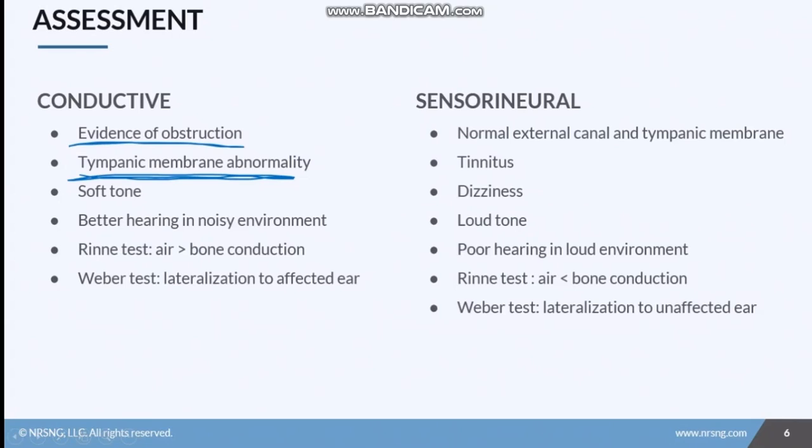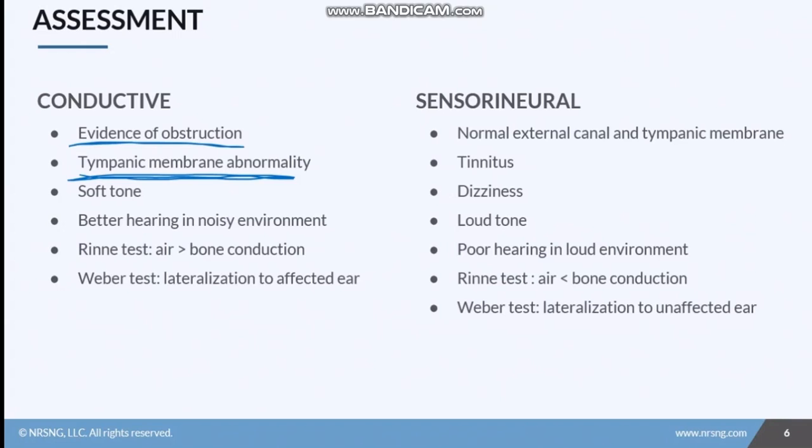These patients could also have a softer tone of voice or may speak softly, just one of those things that they could present with. And normally they hear better in a noisy environment. I'm going to briefly talk about the Rinne and Weber test, but we're going to go a little bit more in detail in the next slide. With conductive hearing loss, the patients will have a greater air conduction than bone conduction with the Rinne test. And with the Weber test, they'll have a lateralization to the affected ear. Like I said, in the next slide, we'll go over those a little bit more in detail.